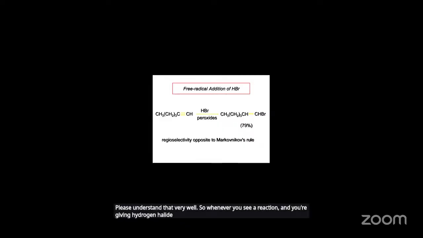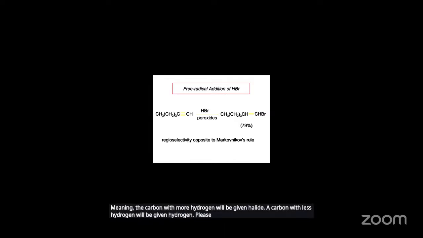So whenever you see a reaction and you're given hydrogen halide and the reacting compound is unsaturated and you're expected to form a product, as long as there is hydrogen peroxide, either they write it as peroxide or they write it as H2O2, the same thing, it means that you're going to work with anti-Markovnikov's, meaning the carbon with more hydrogen will be given halide, the carbon with less hydrogen will be given hydrogen. Please understand this Markovnikov's.